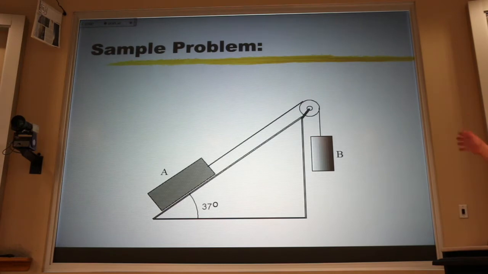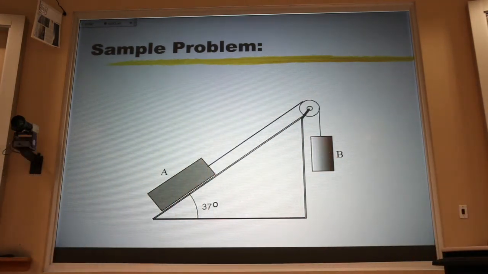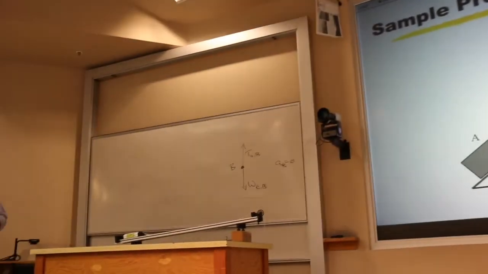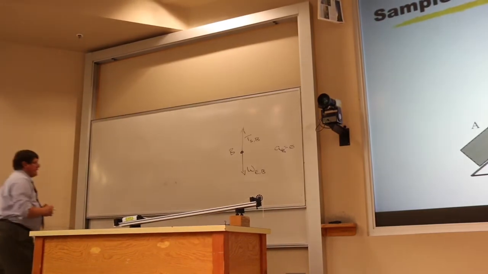Now, last day we didn't have time to finish this problem. Let's finish it now. Let me remind you what the free body diagrams for A and B look like. B had just a weight force and a tension force, and this diagram had to scream 0 because we were told that A was moving up the frictionless ramp at constant velocity. Well, that means that B is descending at constant velocity.